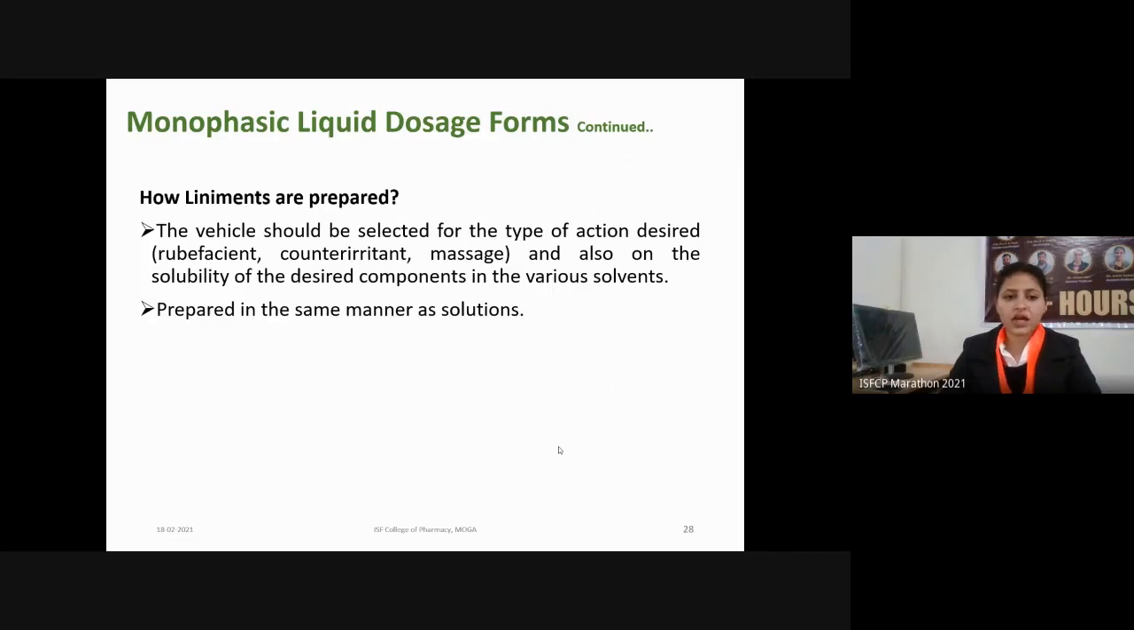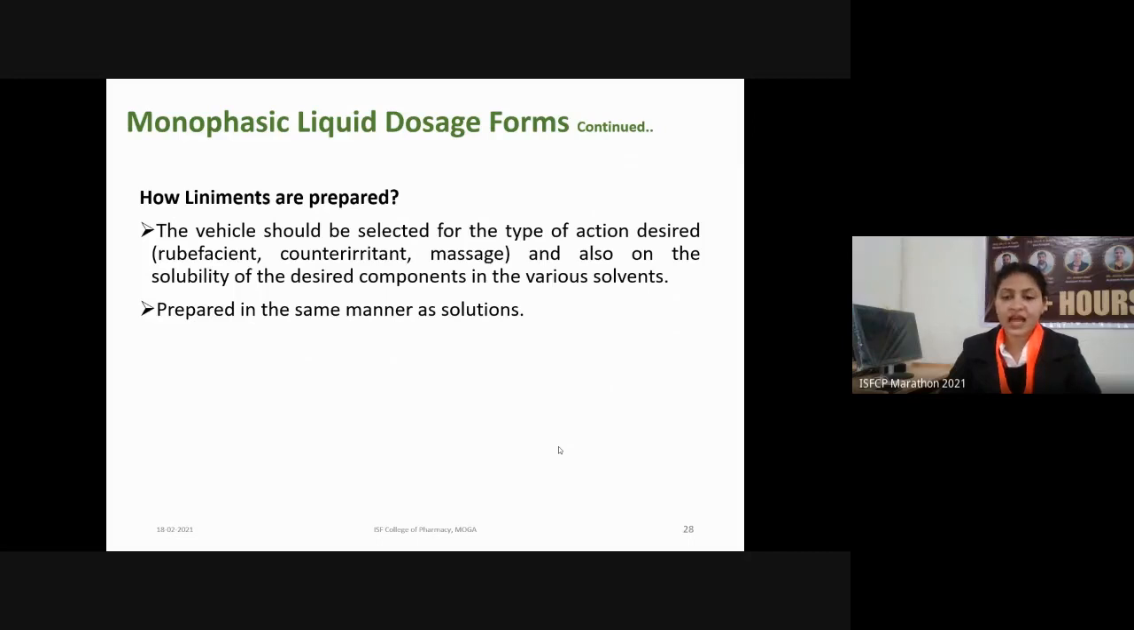Now we will discuss how we can prepare the liniment. The vehicles should be selected for the type of action desired. As I already told you, we need to decide which type of action I want. For that, we are going to select our vehicle first. Whether I want a rubefacient action, a counter irritant action, or a massage, according to this we are going to select our vehicle.